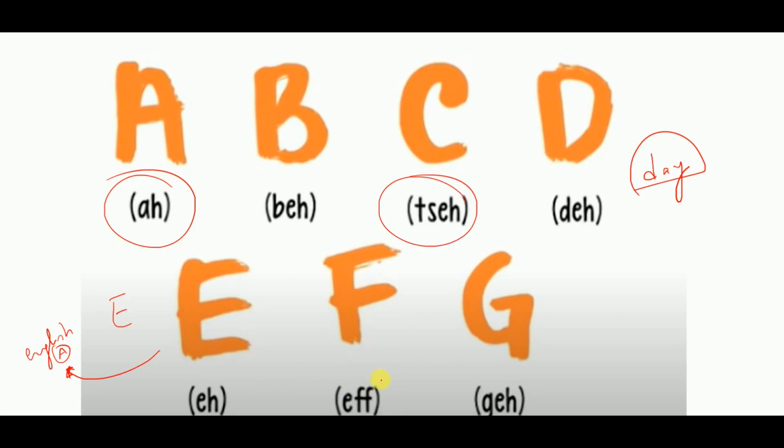Then here comes F. Yeah. Make sure it's not F. It is eff. I mean, there is a double F. Yeah. Okay. Then it is gay. All right. Gay. Yeah. Make sure you don't just speak gay. It's not gay. It's gay.